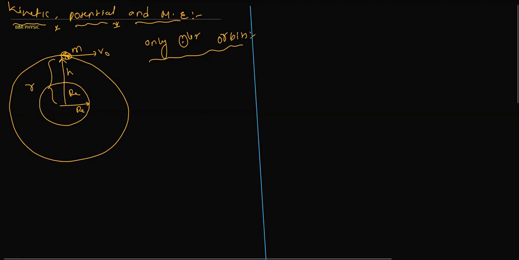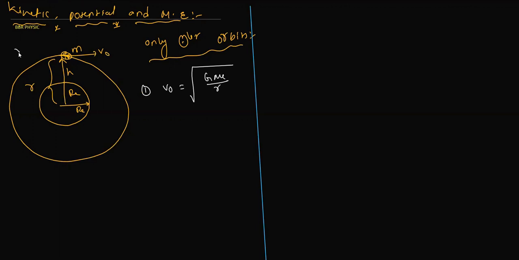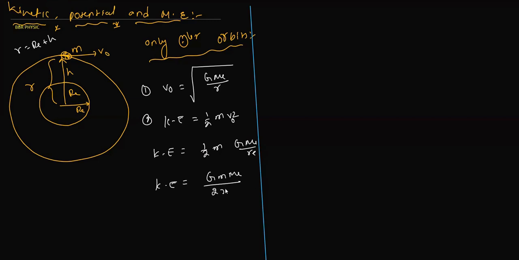Fine. Now we are choosing the v0 value. Just now we derived v0, how much did we derive? Under root of GME divided by smaller r, and smaller r is nothing but RE plus h. And if you want to calculate kinetic energy, K equals half mv square. So KE is half into m into v0 square. V0 square value is GME divided by RE. Therefore, kinetic energy can be written as G small m capital ME divided by 2RE.